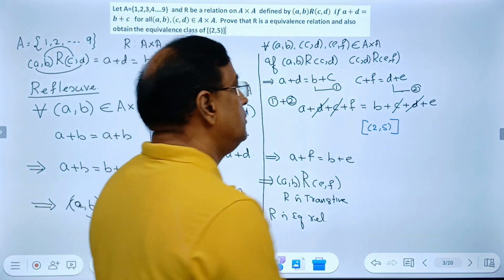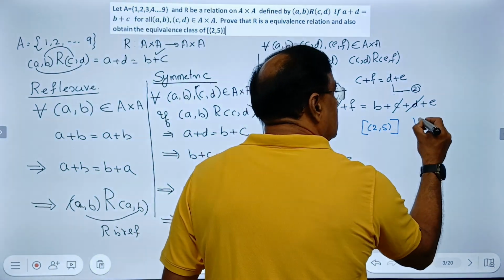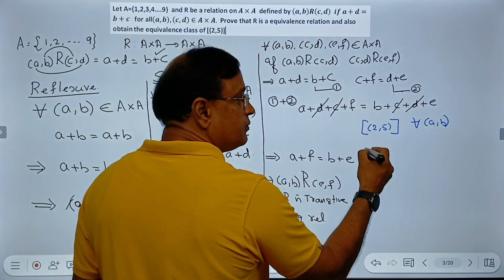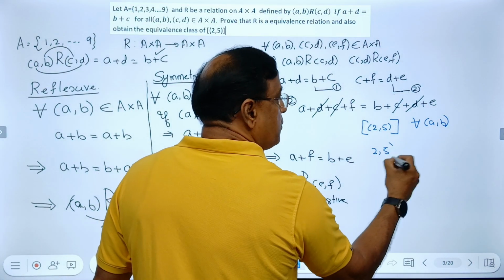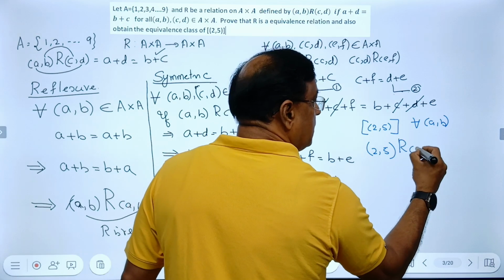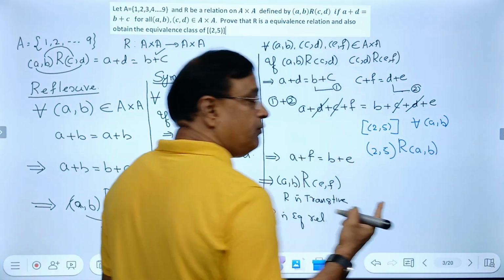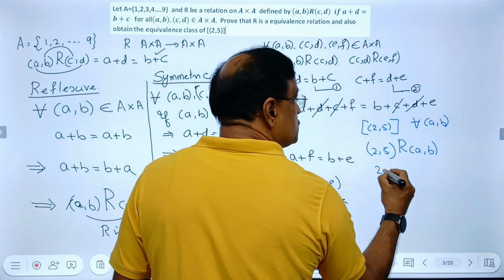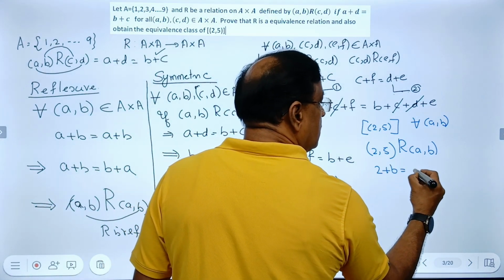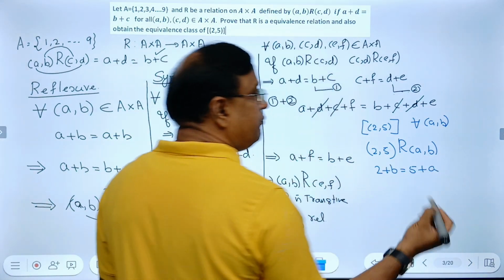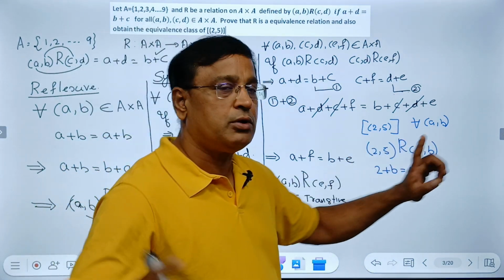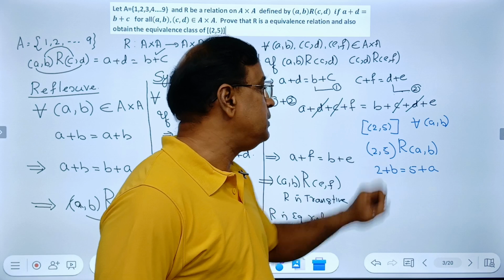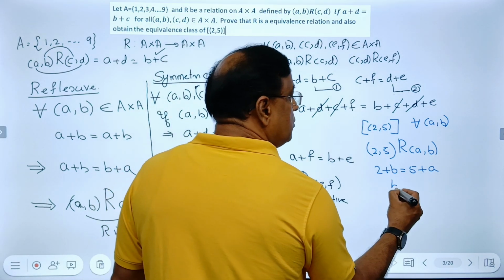So what I will do, for every A comma B, it has to be related to this, right? So 2 comma 5 is related to A comma B. I want to find the suitable A and B. By definition, it is 2 plus B equal to 5 plus A. By definition, 2 plus B is sum of the extremes equal to sum of the means. 2 plus B equal to 5 plus A. So what is B equal to?